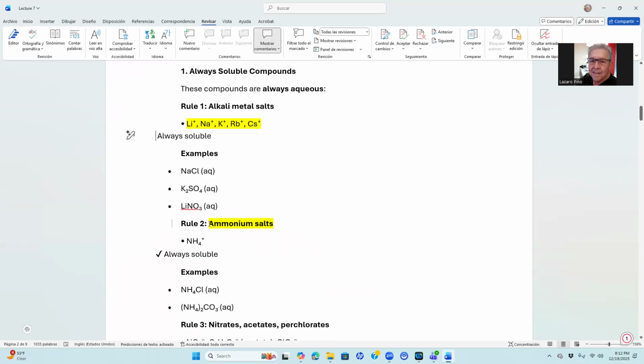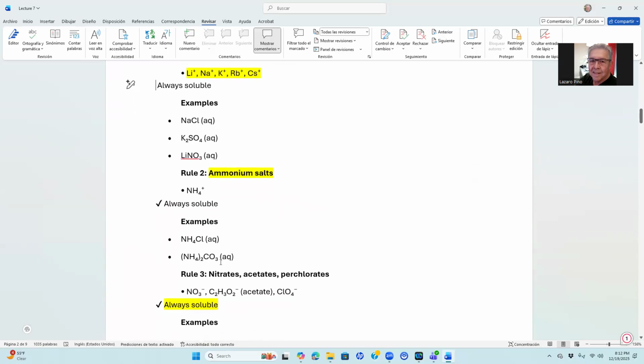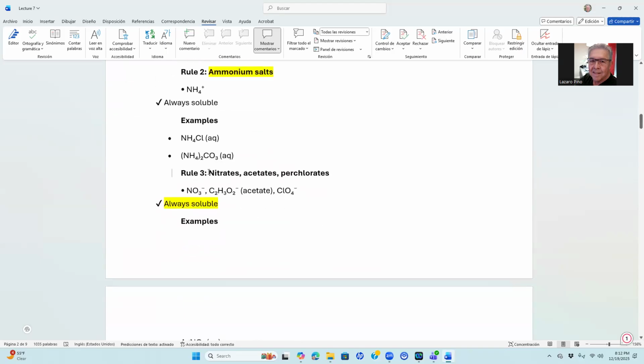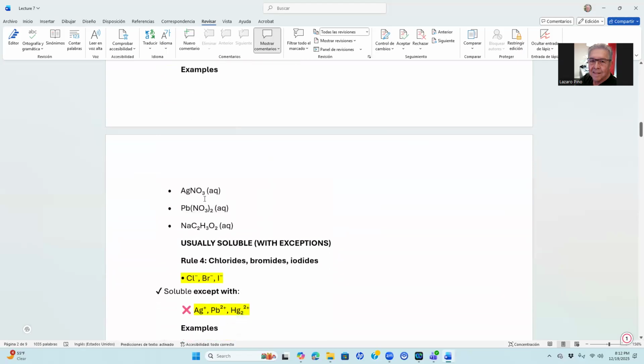And rule 2 expresses that ammonium salts are also always soluble. Here you have some substances that contain this cation. On the other hand, rule 3 is for nitrates, acetates, and perchlorates, which are always soluble. Here you have the anion nitrate, the anion acetate, and the anion perchlorate. And here you have examples of substances that contain these anions.